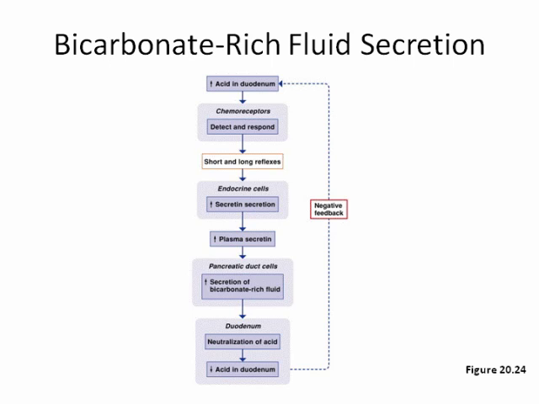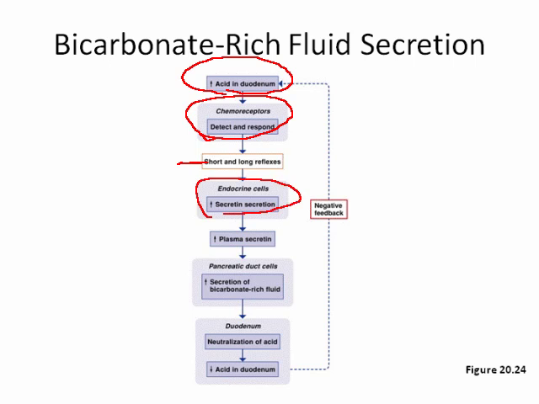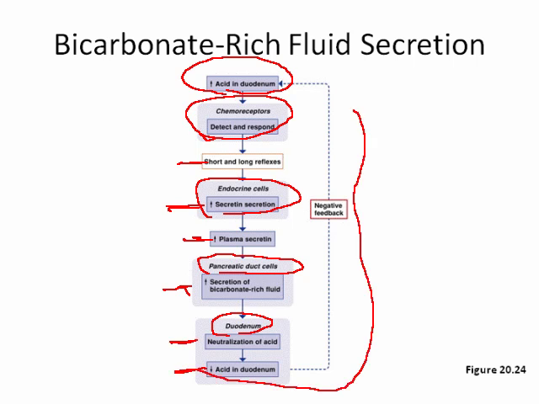So, bicarbonate-rich fluid secretion. We have acid entering the duodenum. This, of course, is signaling that chyme is coming in from the stomach. This is stimulating chemoreceptors, that is, receptors that are sensitive to the presence of the hydrogen ion, that is, the acid, working through both short and long reflexes, stimulating endocrine cells to increase the production of secretin, which, of course, is going to increase the plasma concentration of secretin. Therefore, there is more secretin reaching pancreatic duct cells, which is going to stimulate the secretion of bicarbonate-rich fluid into the duodenum, which is, of course, going to neutralize the acid, decreasing the acidity. And, of course, this is an example of negative feedback because it was an increase in acid in the duodenum that triggered this response.